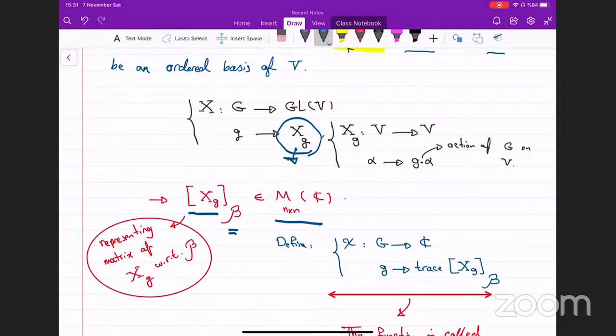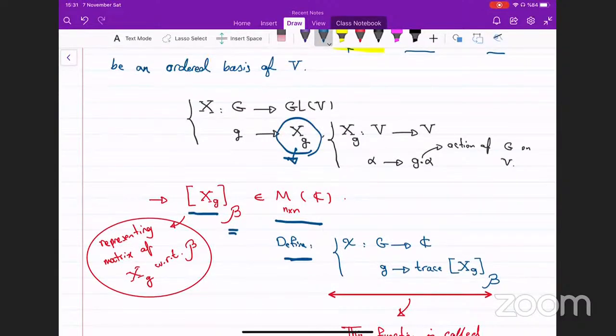So I obtain a matrix out of this representation. I can define a function, denoted by this notation chi from G to C, such that I send any g to the trace of the representing matrix of X index g with respect to beta.